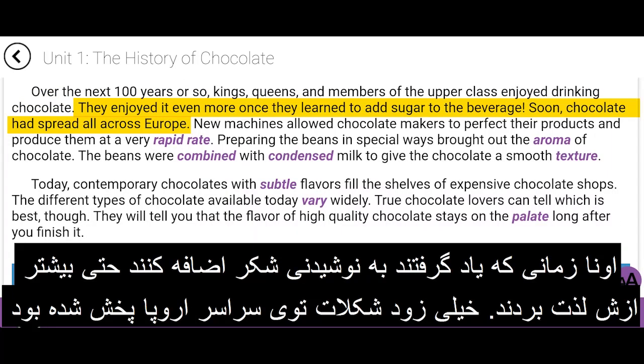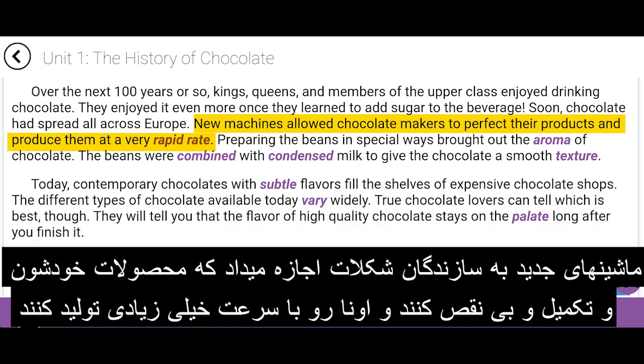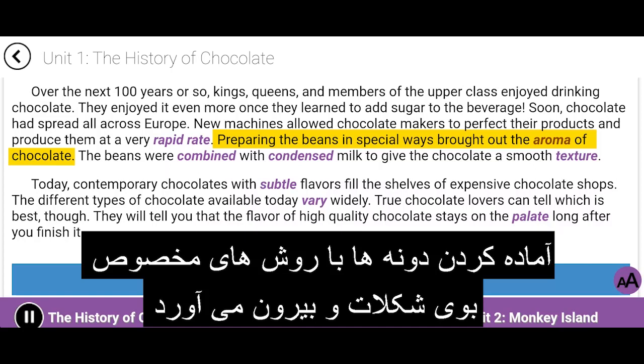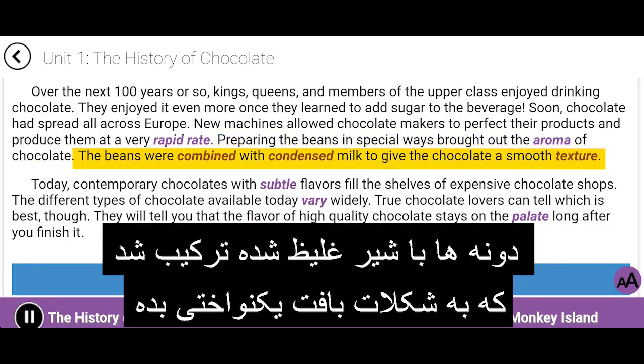They enjoyed it even more once they learned to add sugar to the beverage. Soon, chocolate had spread all across Europe. New machines allowed chocolate makers to perfect their products and produce them at a very rapid rate. Preparing the beans in special ways brought out the aroma of chocolate. The beans were combined with condensed milk to give the chocolate a smooth texture.